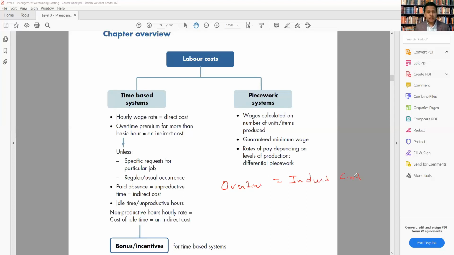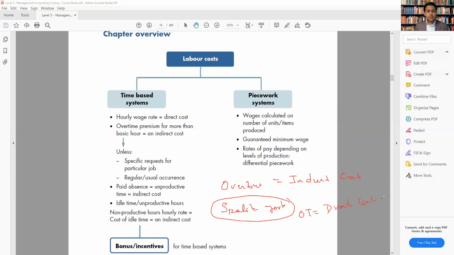So if the question doesn't say anything, just the normal working hours and the overtime, then the overtime you have calculated will be the indirect cost. But if the question said for a specific job, if the question used this word specific job, then the overtime will be part of the direct cost.